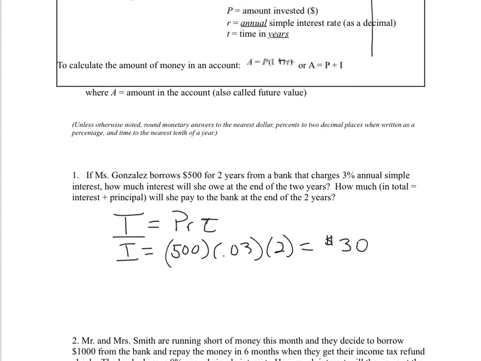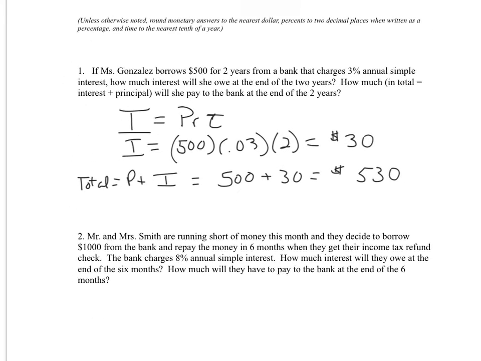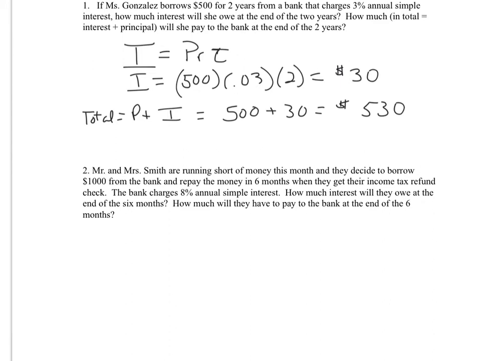So the question, how much in total will she pay to the bank at the end of the 2 years? We're going to have to add the principal plus the interest to get the total. So that's 500 plus 30. She'll owe $530. Fairly simple. It's very straightforward when you're working with simple interest.